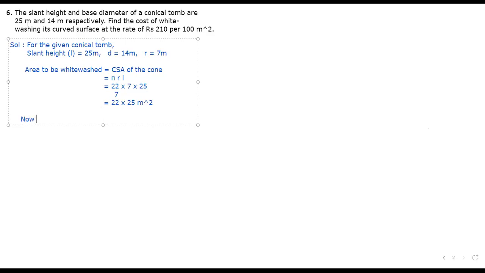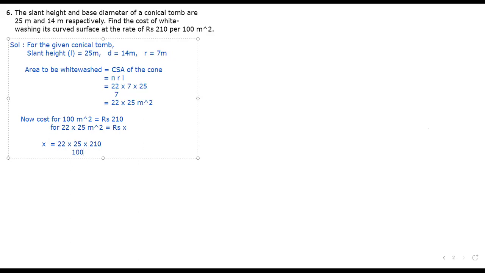Now, cost for 100 meter square is equal to rupees 210. Then for 22 into 25 meter square, rupees X. Do the cross multiplication. X is equal to 22 into 25 into 210 divided by 100.